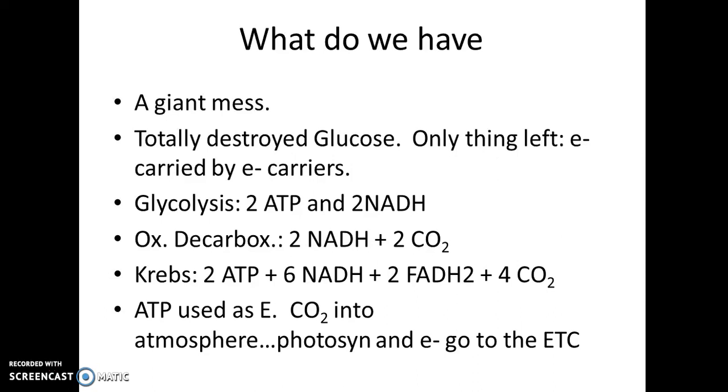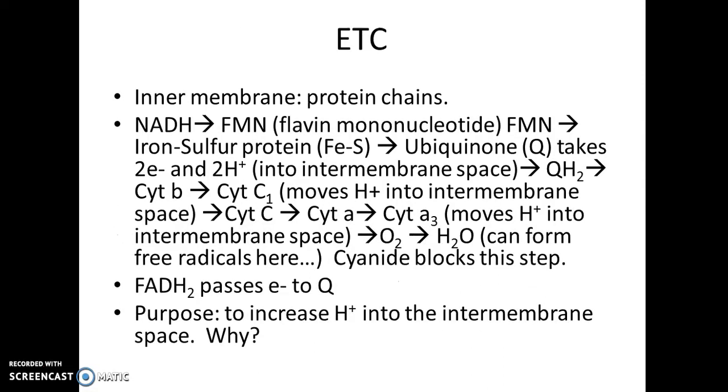Now, the big thing are the NADHs and the FADH2s. You notice we have 10 NADHs: 2 from glycolysis, 2 from oxidative decarboxylation, and 6 from the Krebs cycle. That's 10 of those, and we have 2 FADH2s. So where do they go? Well, they go to the electron transport chain. You're kidding me, right? No, the electron transport chain, also known as the ETC. So they're on the inner membrane, protein chains, and they go in a specific order.